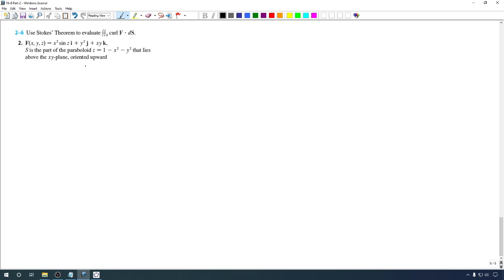And since they want us to use the upward orientation for the paraboloid, we'll also use the upward orientation for our unit disk. So I'll go ahead and say that S2 is, actually, let's just say the unit disk in the xy plane.